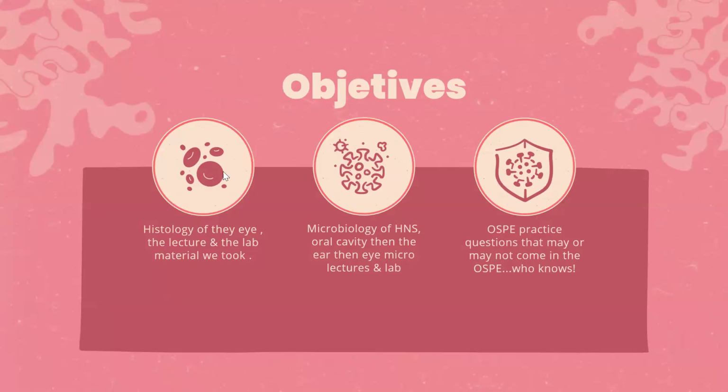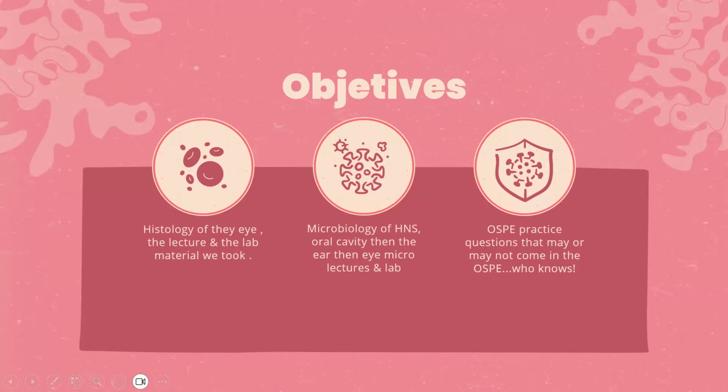These are the objectives. We're going to do the histology first, and then some OSPE questions about the histology. That should include everything. And then we're going to go to the microbiology part of our lab with the organisms, their lab tests, their diagnosis, shapes, etc. We're going to discuss the pathophysiology, obviously, because this is not a microbiology lecture, and also practice questions.